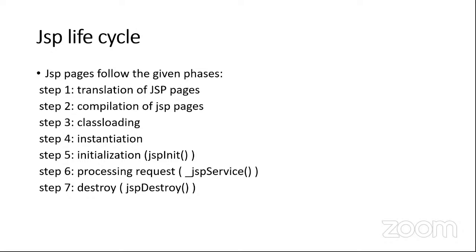So the following are the JSP lifecycle phases. The first phase is translation of the JSP page, that is, translation of JSP pages to servlet pages. When it converts the .jsp file to a .class file, it goes to compilation of that particular JSP, which is renamed as a servlet.